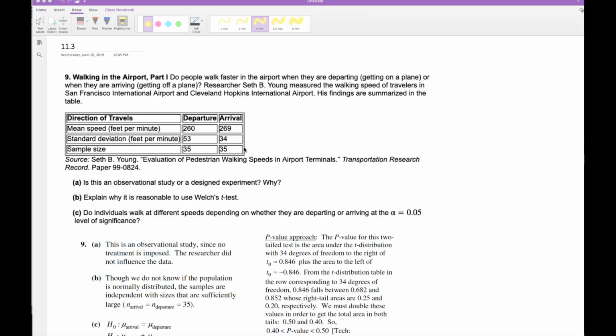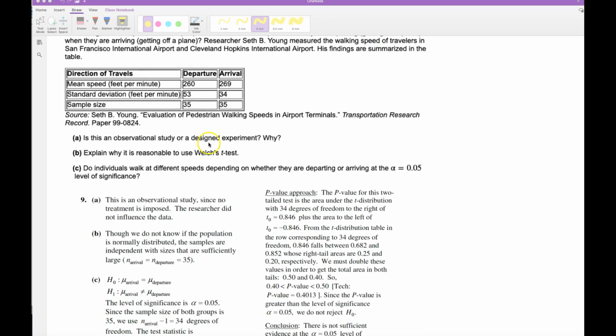Okay, these are the written solutions for 11.3. Someone has a hypothesis that people walk faster when they're getting to the airport versus when they're leaving the airport. Here are the speeds of two groups of samples, and the findings are summarized here.